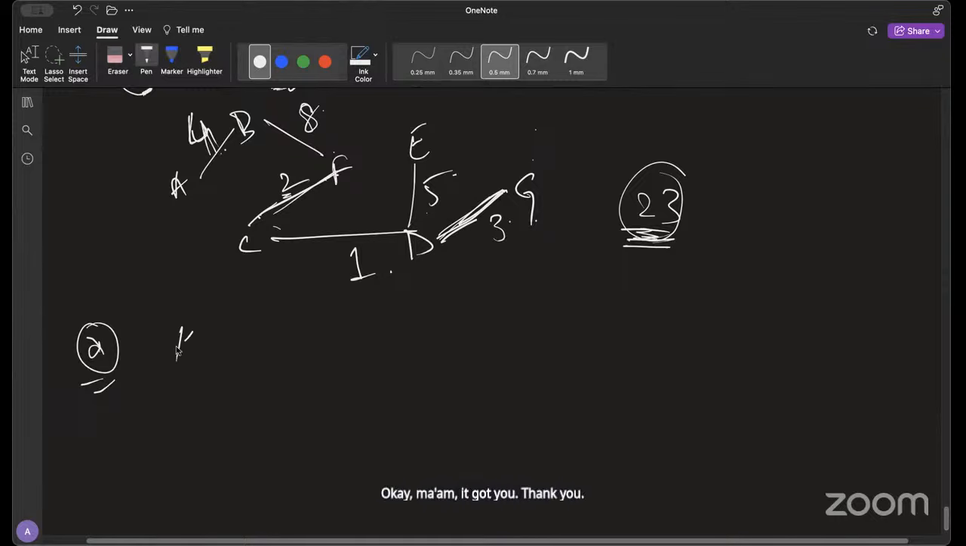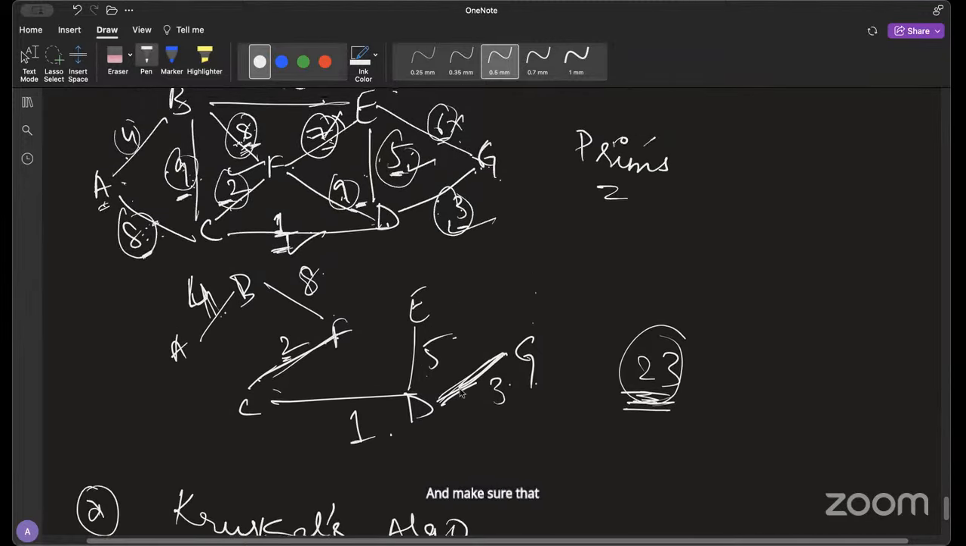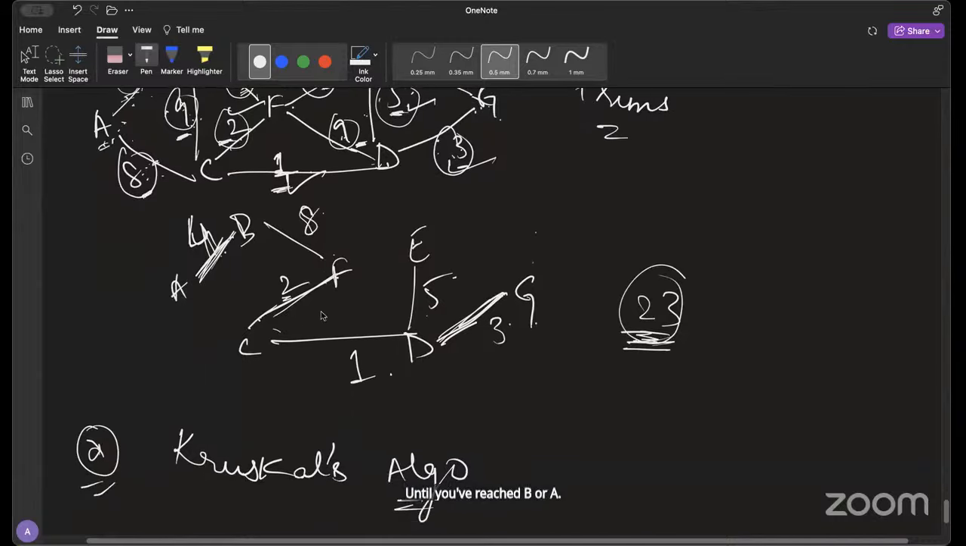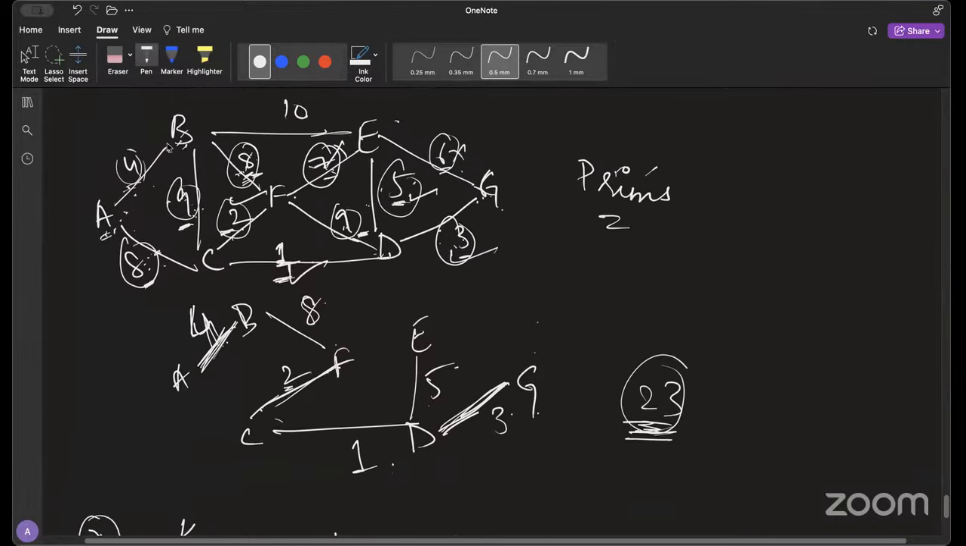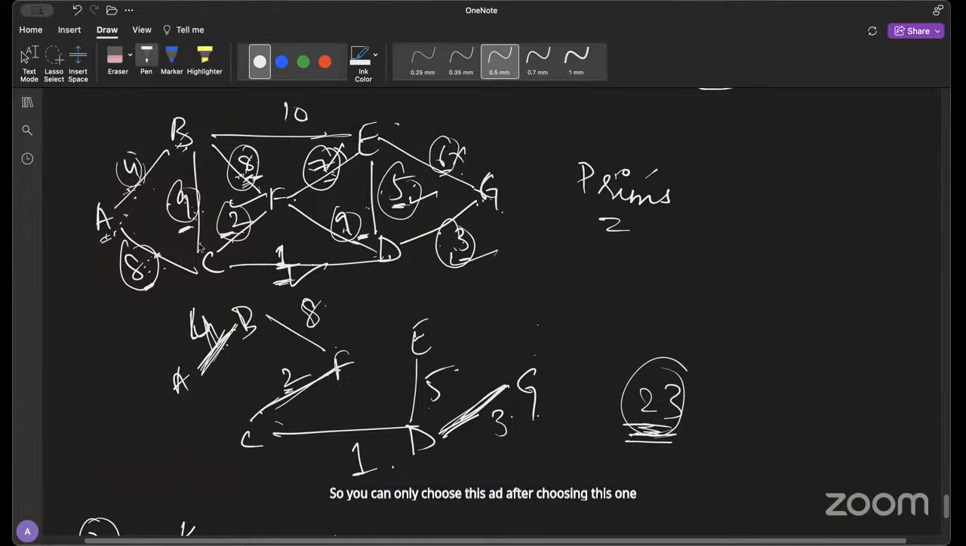Thank you, ma'am. No problem. Then you have Kruskal's algorithm. And make sure that you follow the order, because sometimes you can't choose this edge directly, even though you can see that this is the minimum weight out of whatever's left. So out of these circled ones, this is the minimum one. But you can't unlock it yet because you have not reached B or A yet. That's why you can't use this edge until you've reached B or A. So you can only choose this edge after choosing this one or this one or this one.